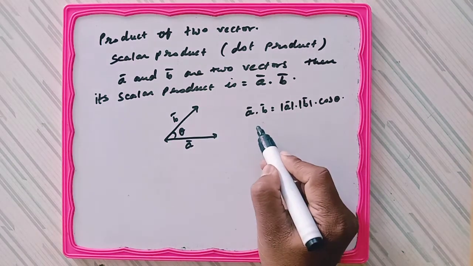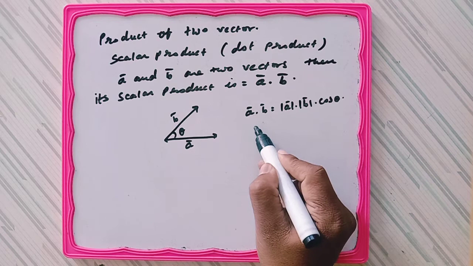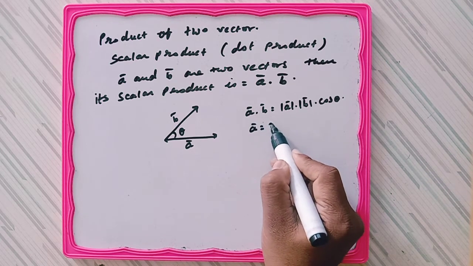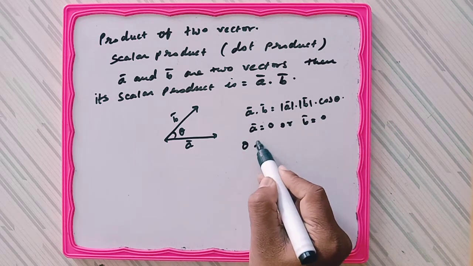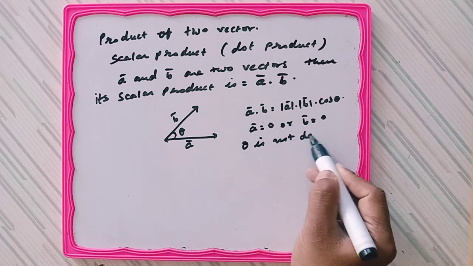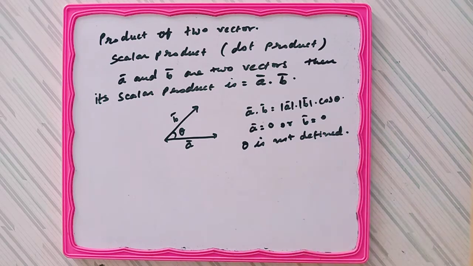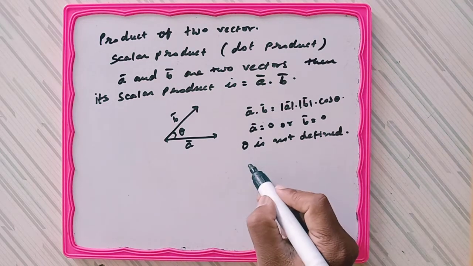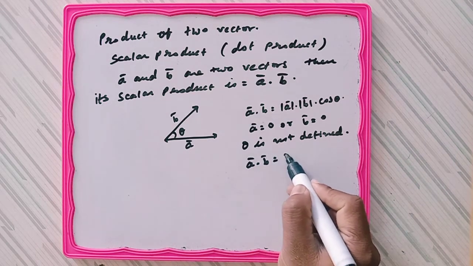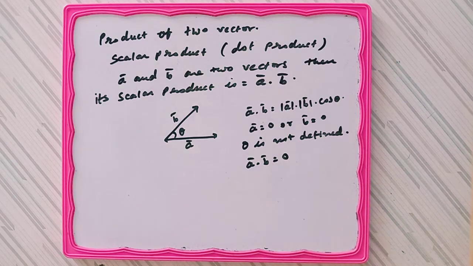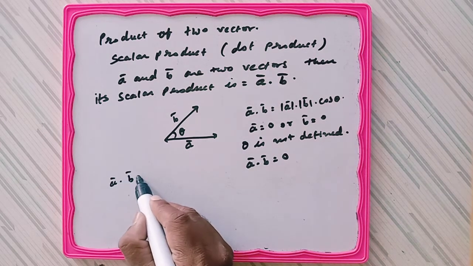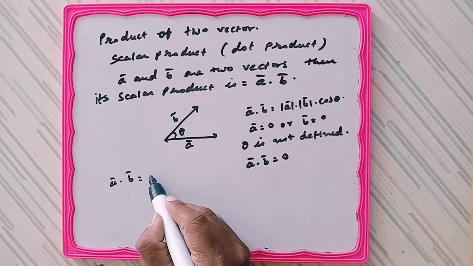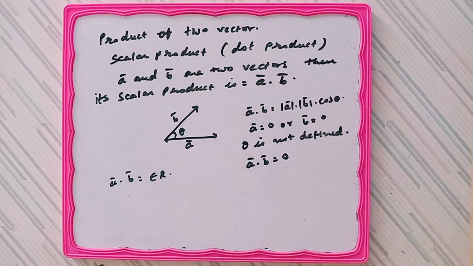So we know that if A bar equals 0 or B bar equals 0, then theta is not defined. And in this case we will take A bar dot B bar equals 0. Also we can see that A bar dot B bar will give us a real value. So A bar dot B bar is a value belonging to real numbers, R.